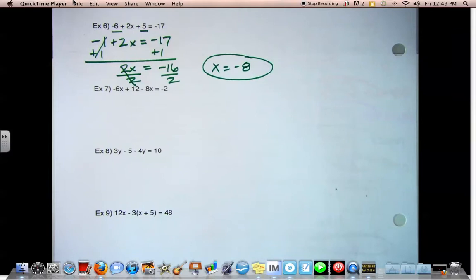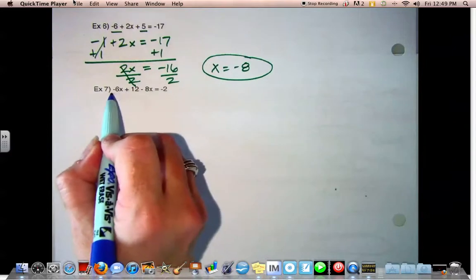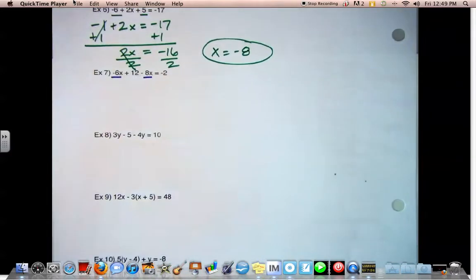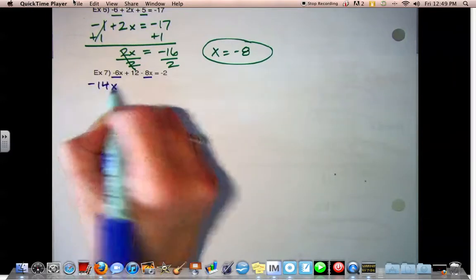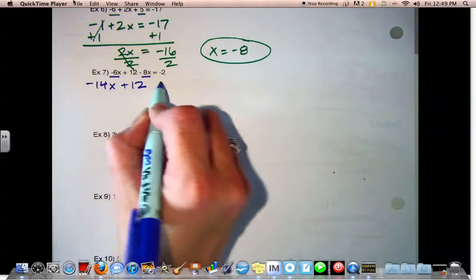Example 7. 6x plus 12 minus 8x equals negative 2. What are my like terms? We would add the negative 8x and 6x together. Very good. And that gives me what? Negative 2x. Negative 2x plus 12 equals negative 2.